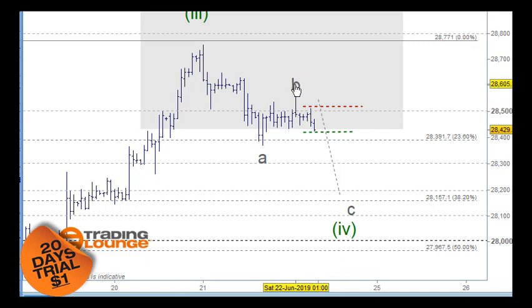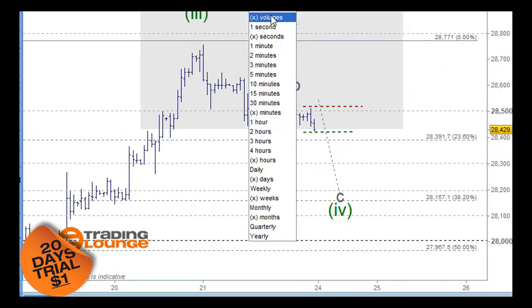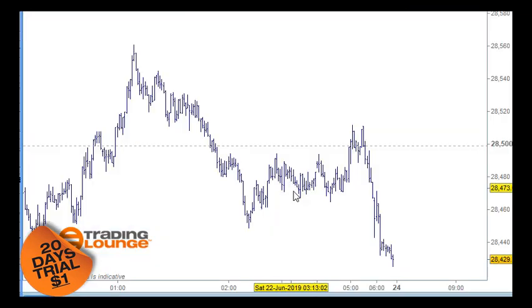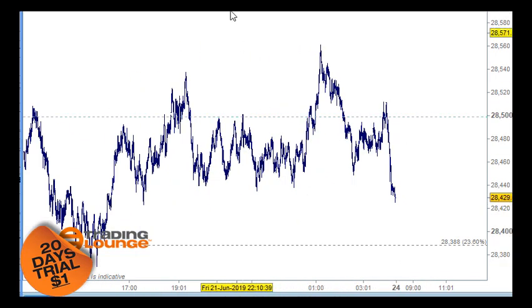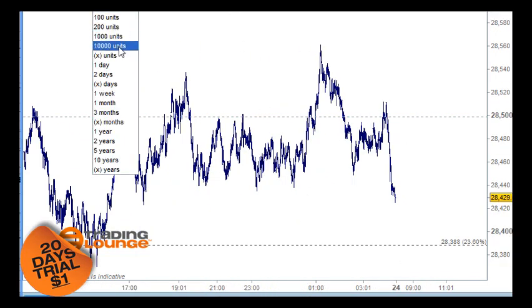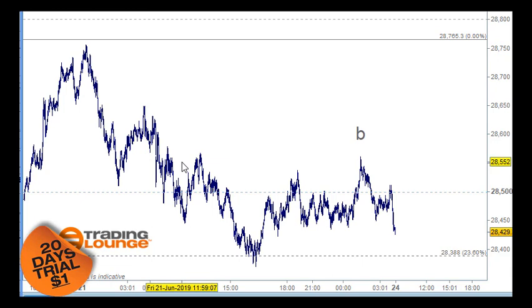So we've got an A and a B here, and normally the A wave and the C wave would have something in common in terms of equality. So we could come to this level down here. Just have a look on the tick chart here for this one. See, this is the top here.